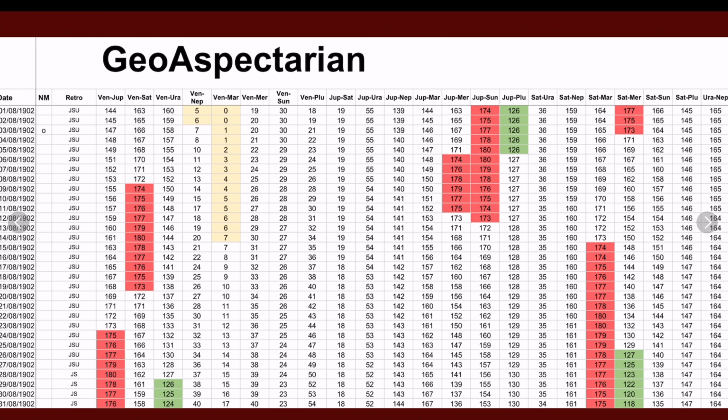Now, to save this huge amount of work, we've created what we call our Aspectarian files. All the aspect combinations have been worked out for you. In the first column we've got the date. Now I won't go into too much detail about the next two columns in this video, but NM stands for new moon, and when there's a new moon, there's an O in this column, and that's quite important in Gann's work.